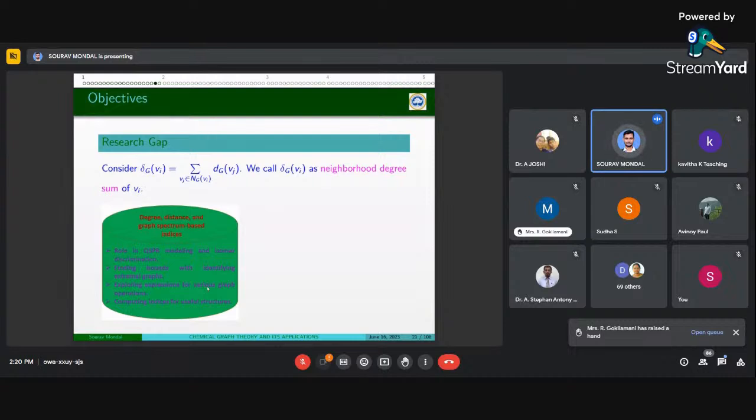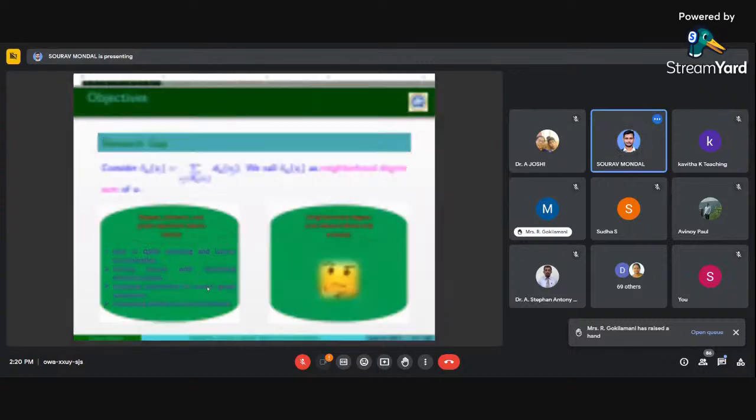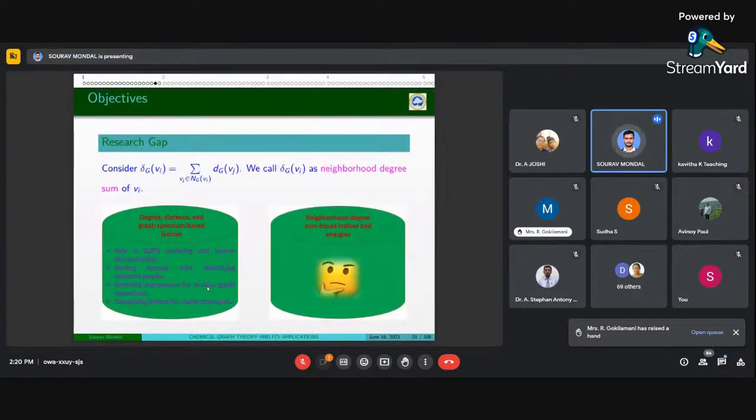Researchers are performing such works for degree, distance, and graph spectrum-based indices. However, the neighborhood degree sum-based indices and corresponding energies have largely remained unexplored. These issues are emphasized in our contribution, and some research questions are raised here.